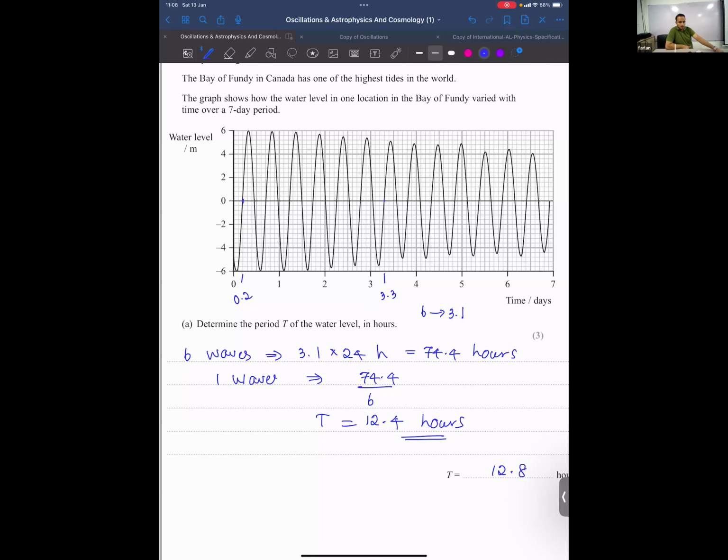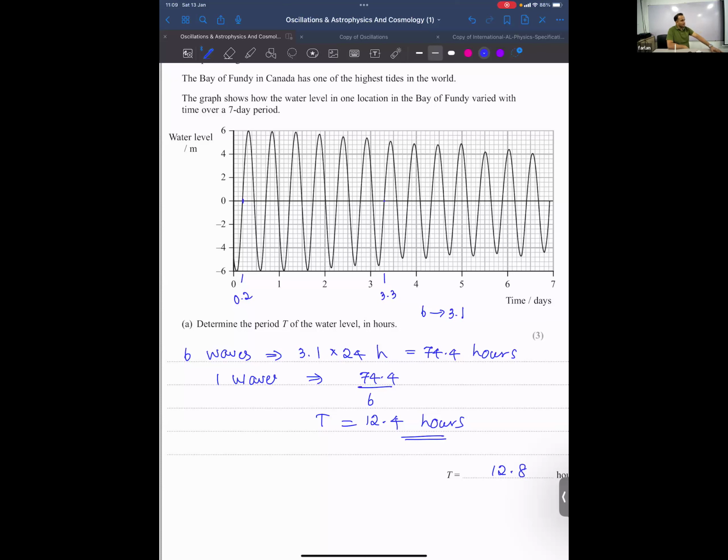13 waves. And what is the time taken? 7 days. How can it be 7? No, not 6.9. It has to be 6.7. From the beginning also 0.2 has gone. What is the time period? In hours? So the time period is 12.4 hours.